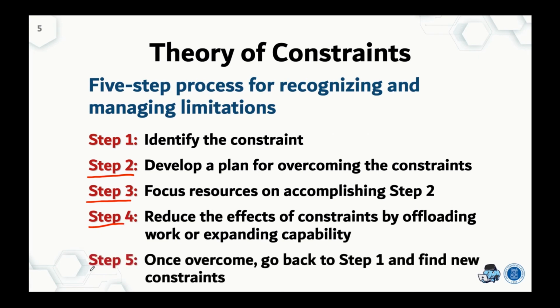And number 5, when we have already overcome the constraint, we can go back to the first step and try to find the new constraint to overcome. So this is kind of a closed loop. This is the continuous improvement step to overcome the constraint in the system.